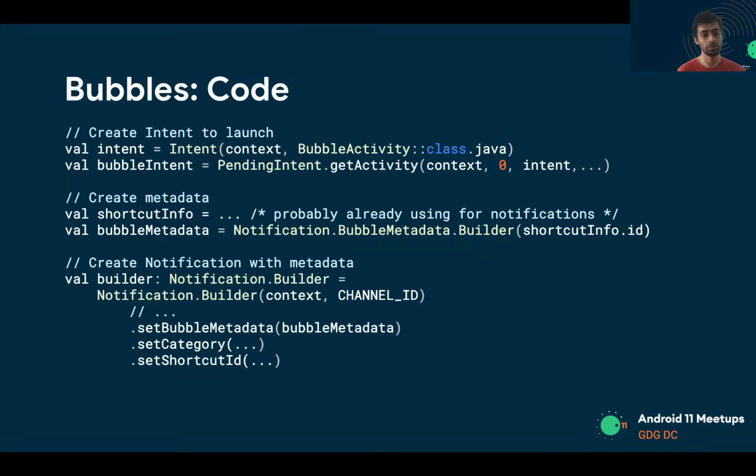So this bubble metadata, you're going to specify the shortcut that you've created previously. And then all you're doing is attaching it to the notification API on the bottom where it says set bubble metadata. And it will render just like it showed on that previous screen, depending on how you define your UI.